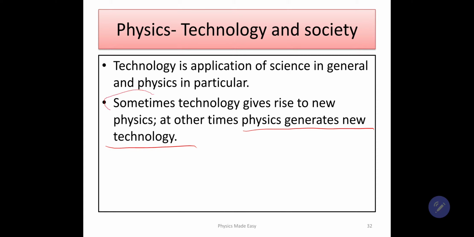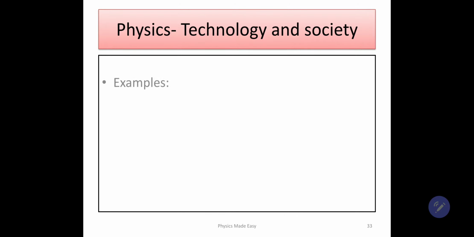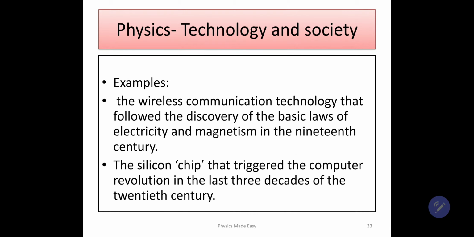Now, sometimes technology gives rise to new physics. An example is silicon chips, where the invention of silicon chips triggered the computer revolution in the last 3 decades. So people are still investigating, still studying a lot on this silicon chip, and we know that the size of our gadgets is becoming smaller and smaller and the efficiency is becoming better and better.